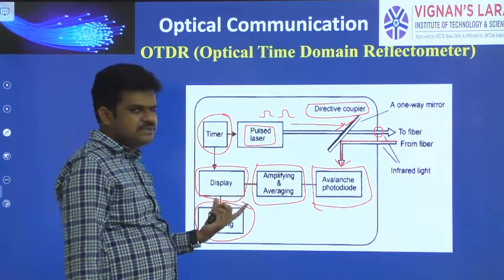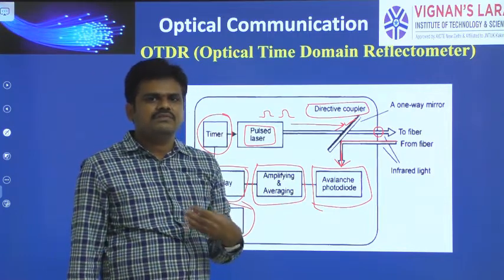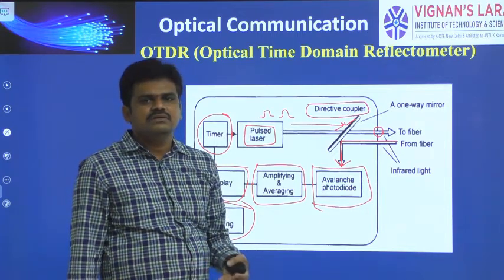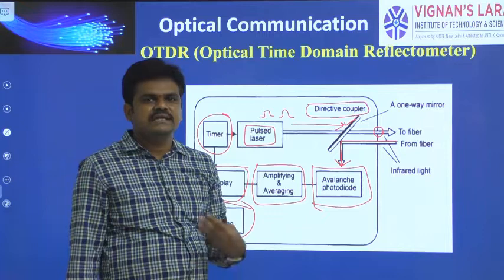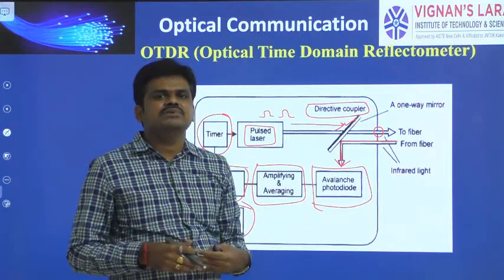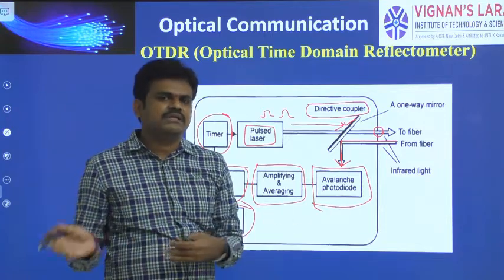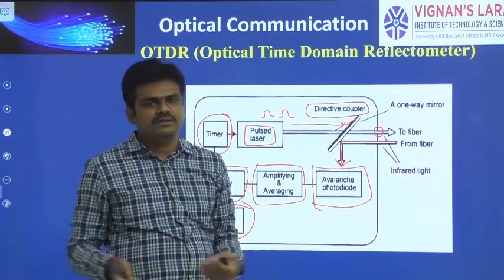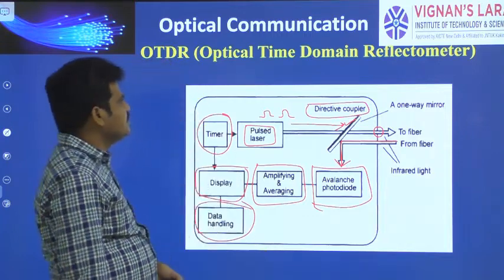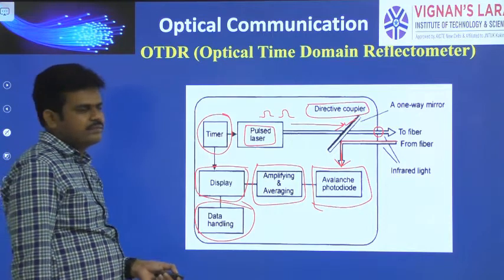So with this displaying unit, you can observe the amount of reflected power. You can easily know how much power is getting reflected, and whether the fiber is able to establish a link between the two, that is, the optical source and optical detector, or not. You can come to that conclusion. So this is the working of OTDR, optical time domain reflectometer.